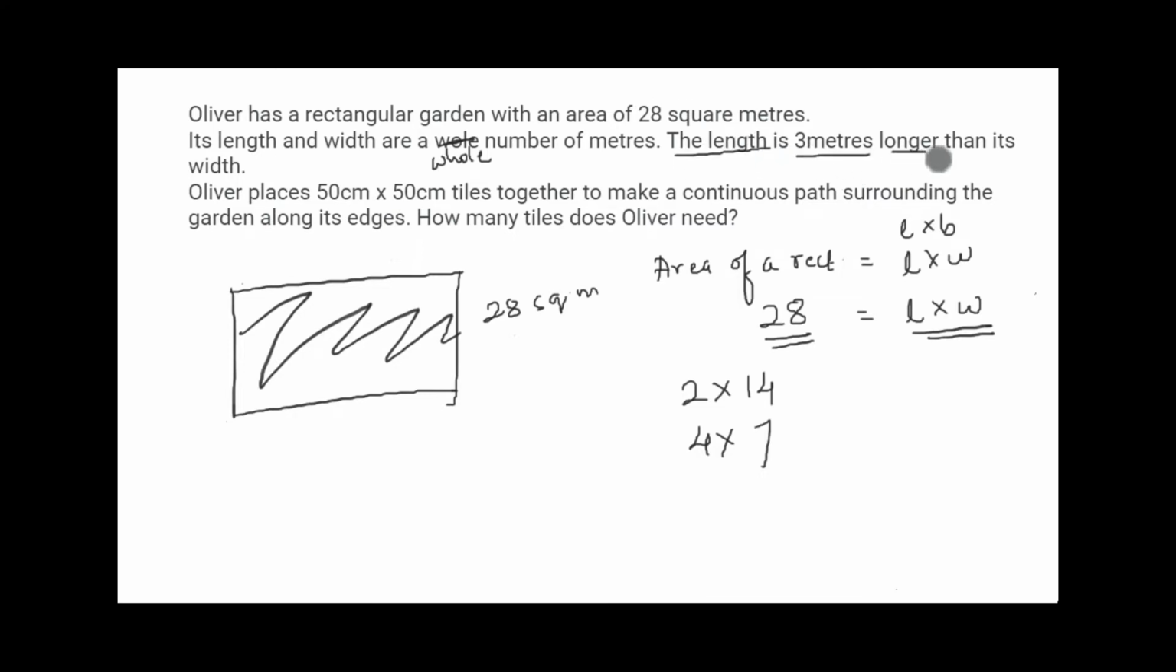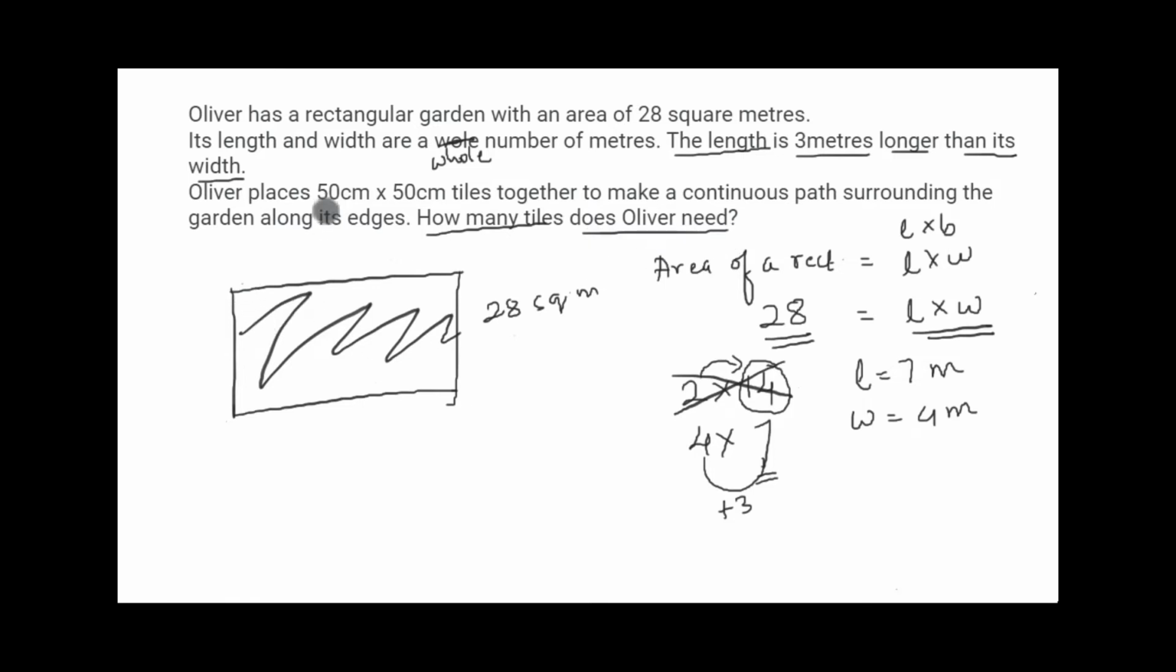The length is 3 meters longer than its width. Length is always the longer side. So if this is the length, it is not 3 meters more than 2. So this is not the correct combination. If we see this length 7, it is 3 more than 4. So that means the length is 7 meters and the width is 4 meters here. Correct? Now, as we found the length and width, they are asking how many tiles Oliver needs when she places the tiles on the edges.